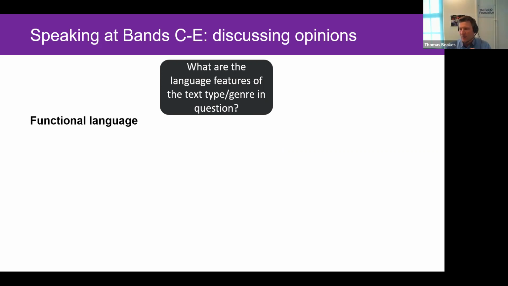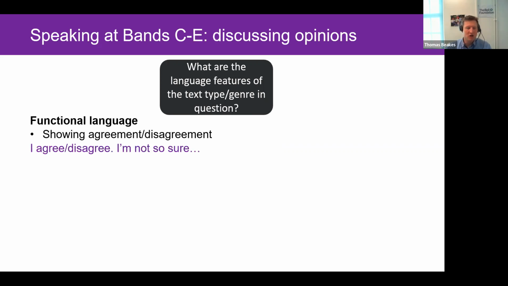I think when we're looking at these higher bands, it's often really useful to look at functional language. That means chunks of language or phrases that don't necessarily share a grammatical structure, but perform a particular language function. It's a really useful way to think about language because it doesn't require any specialist grammar or technical knowledge. I'm going to provide some examples. One function, for example, would be showing agreement or disagreement, and you could exemplify it with phrases such as this. Of course, they could get more complicated and sophisticated for higher band learners.